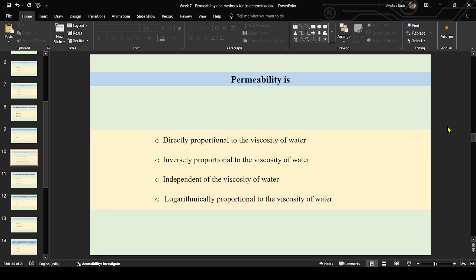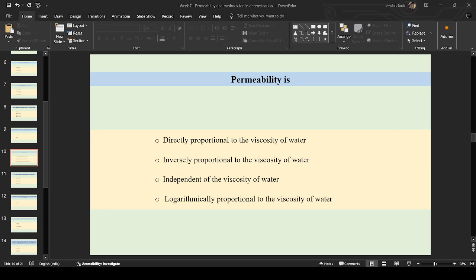I repeat the question. Permeability is, first option, directly proportional to the viscosity of water. Second option, inversely proportional to the viscosity of water. Third option, independent of the viscosity of water. And last option, logarithmically proportional to the viscosity of water.